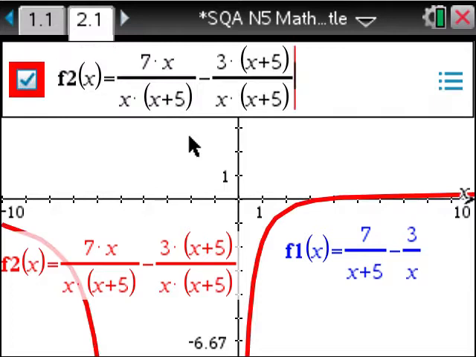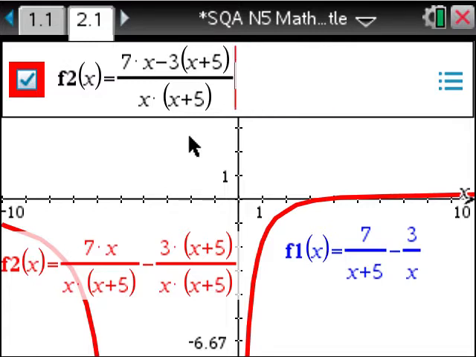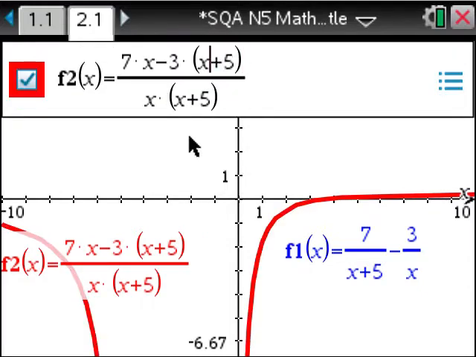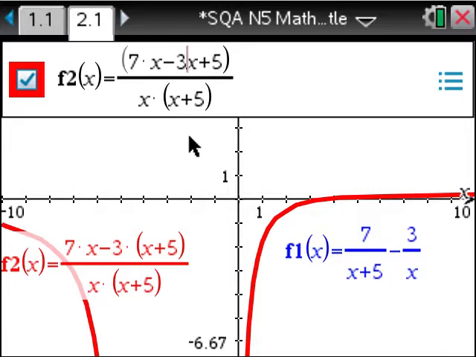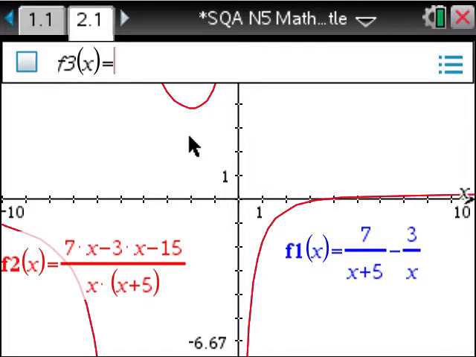So what I can do is I can just go back to edit this, and I could then just merge these two things together and have the numerator of 7x minus 3 lots of x plus 5, and just take out this whole second term. This should also agree. It does. I could then think about how I might multiply the brackets out. So 7x minus 3x, and it'll be minus 15 on the end. And it's still looking good.